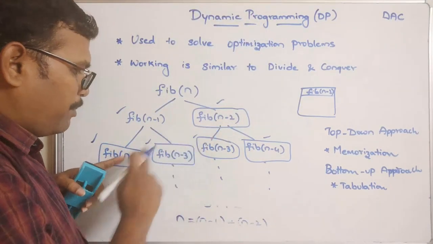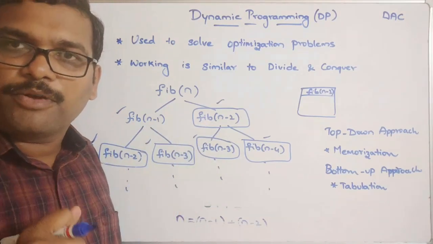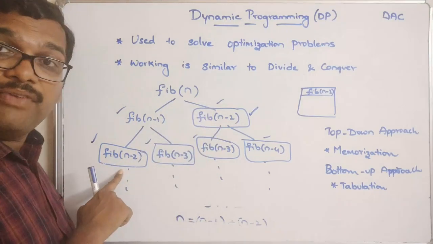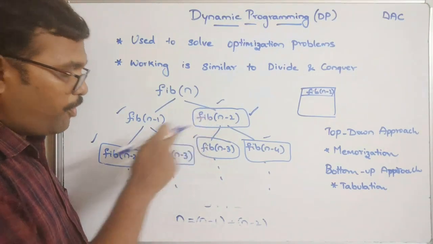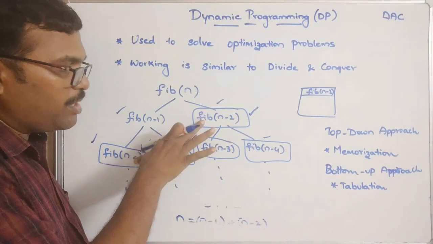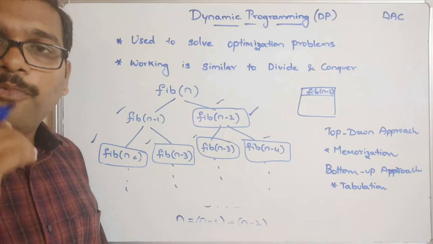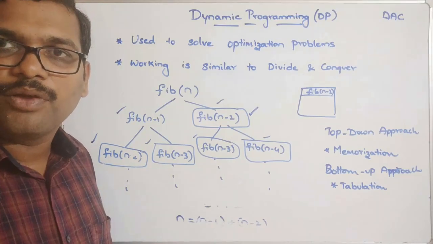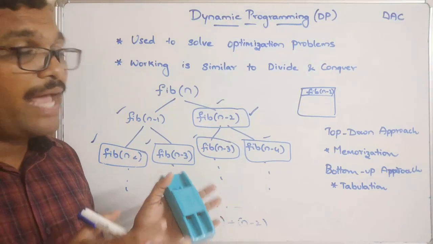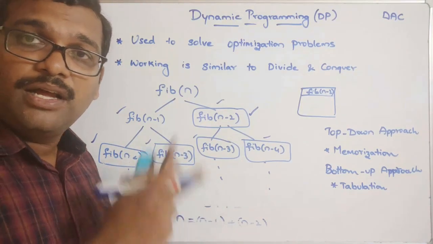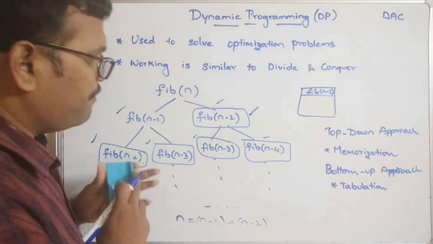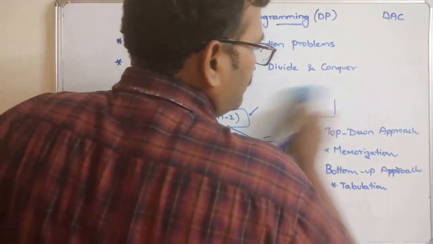These types of subproblems we call overlapping subproblems. Here we have Fibonacci of n minus 2 and here also we have Fibonacci of n minus 2. The same problem is repeated twice here. So these two subproblems we call overlapping subproblems. This is one characteristic of dynamic programming: overlapping structure. Okay, I'll write it down here.